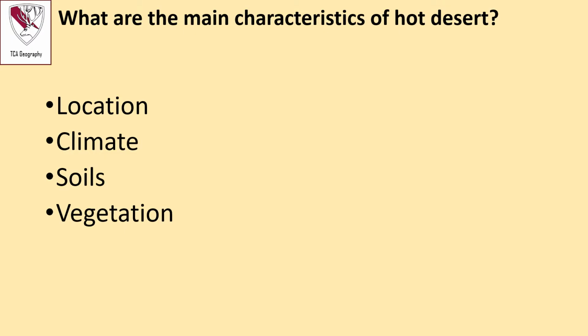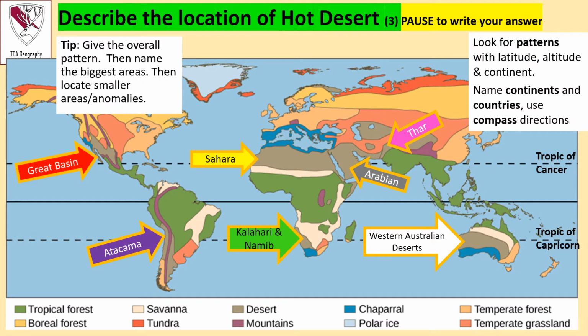So on to the body of today's lesson, looking at location, climate, soils and vegetation in a general way for all hot deserts. And here is a task. You did this before for tropical rainforests. Now have a look at the location of hot deserts. I have named some of the hot deserts here. Remember to look for an overall pattern.